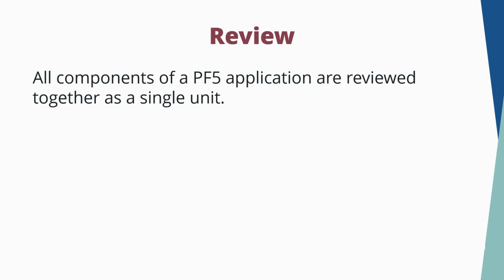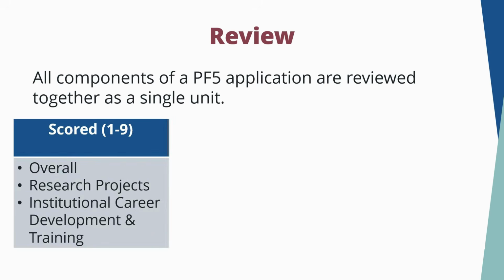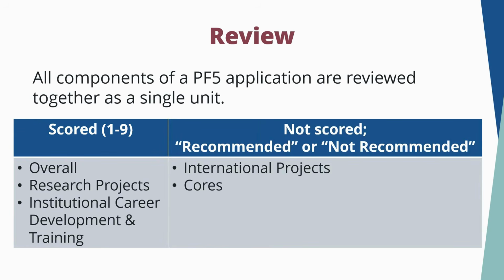All components of a PF5 application are reviewed together as a single unit. For the parent PF5, the overall, research projects, and any institutional career development and training components receive a numeric score from 1 to 9, with 1 indicating exceptional and 9 poor. The international projects and any cores are not scored. Instead, reviewers simply consider whether or not the components are recommended. This is an important distinction. You'll want to ensure all the novel, scientific, and technical details of your application are contained in the scored sections.